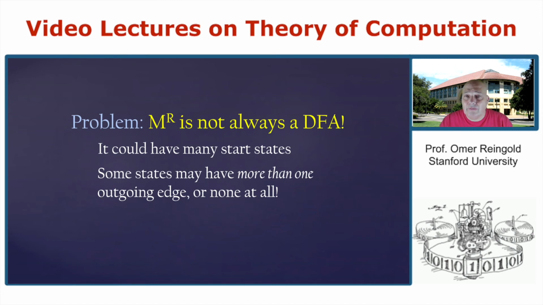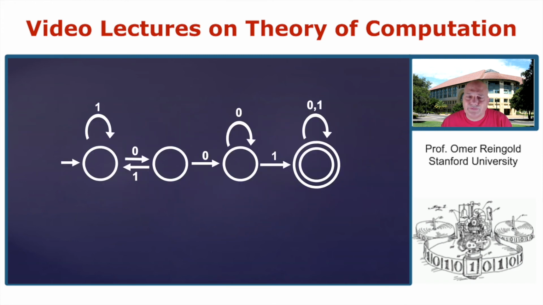MR can have many start states. Some of the states may have more than one outgoing edge, and others will have no outgoing edge. And also we may have more than a single start state. Wait. Let's not be harsh. We don't need to throw out this idea. In fact, this idea will give us something very, very useful. And so let's entertain this idea a little bit further.